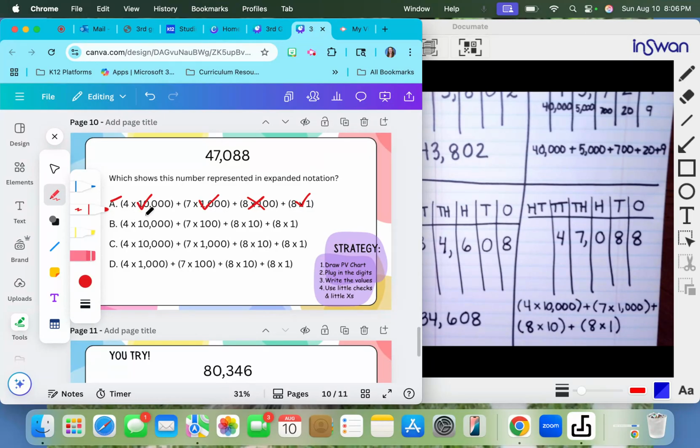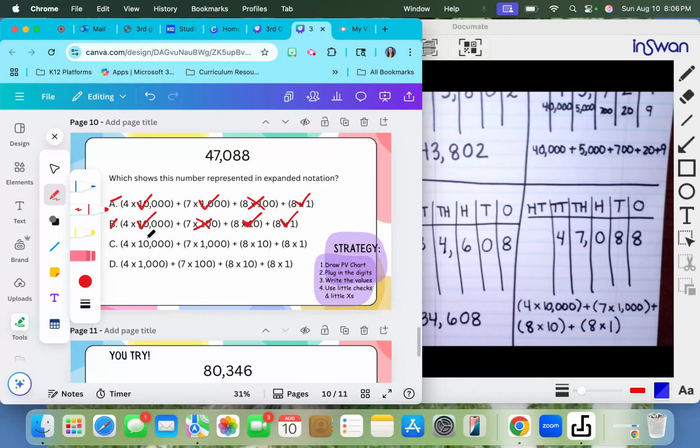All right, let's look at B. 4 in the 10,000s. Yep. 7 in the hundreds? Nope. We did have 8 in the tens, and we did have 8 in the ones, but not 700, so bye-bye B.